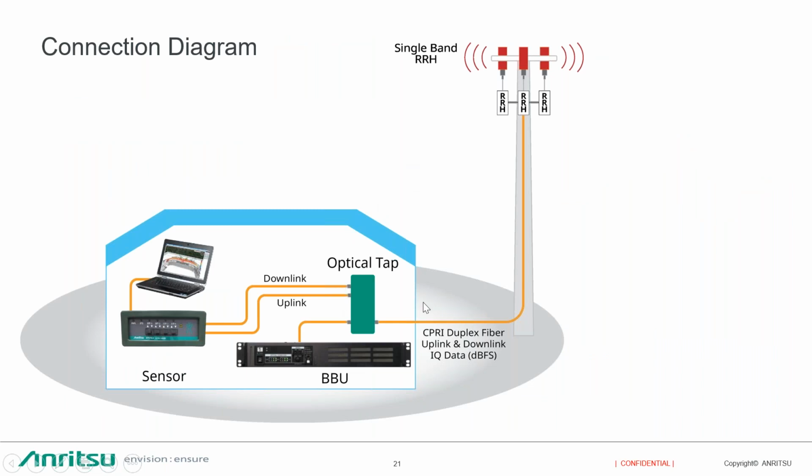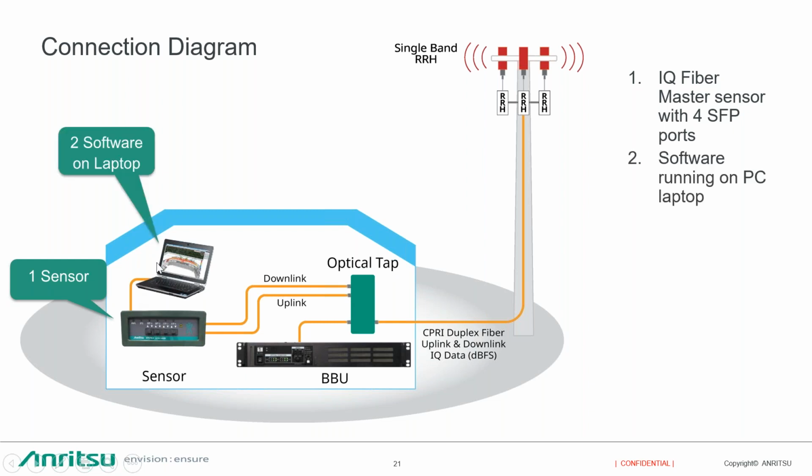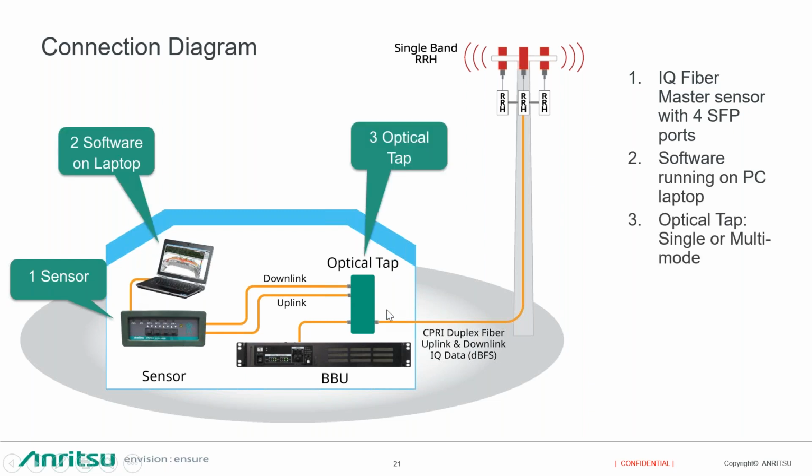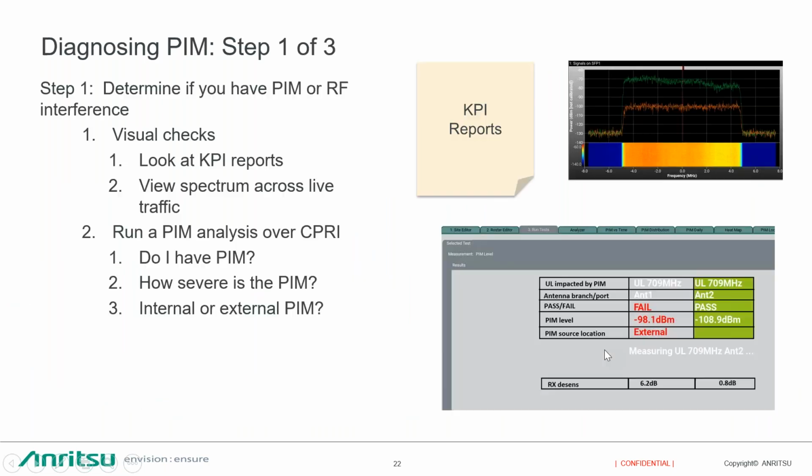And here's a simple connection diagram using an optical tap with the uplink and downlink on a single band. The solution consists of 4 parts. The first part is a sensor. The second part is the software on a laptop. The third part is the optical tap, which many vendors already have, and many operators already have this as part of their network. And fourth is a calibration PIM diode, which I'll describe in doing the distance to PIM calibration in just a second. All right, let's take a look at the solution.